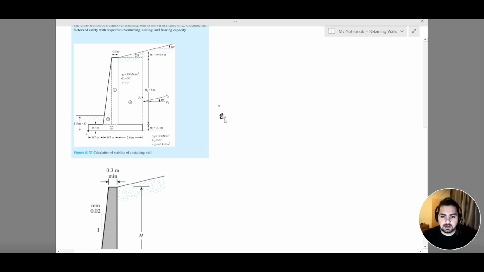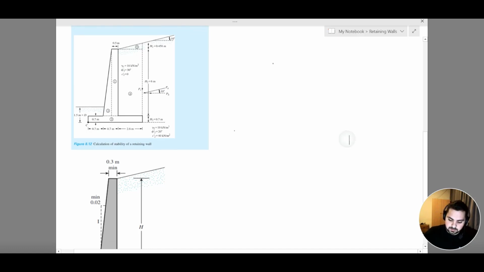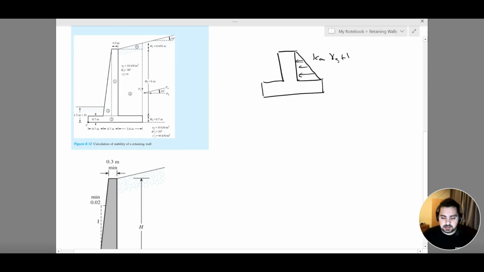Okay, just delete this. So let's say we have a footing here, or not a footing, this is our wall. So this is the stress that is applied by my backfill soil, and it's equivalent to Ka gamma S times H. This is what we call our active soil pressure.